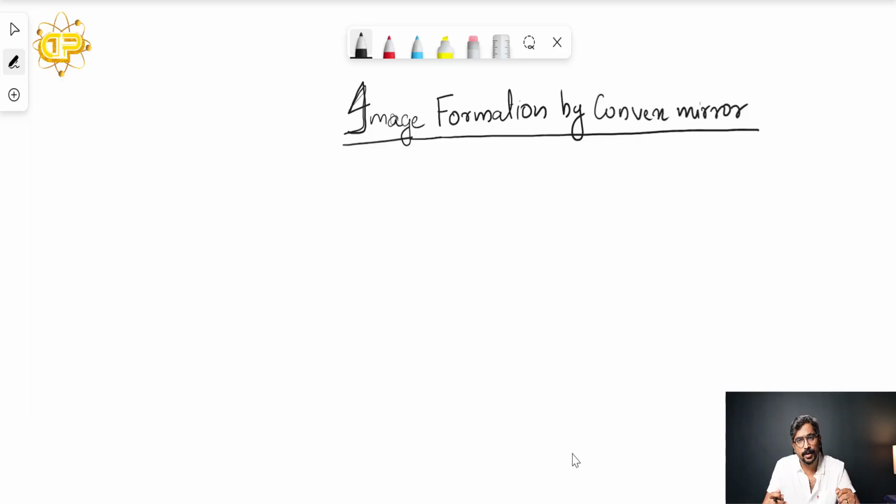Today we are going to study a very important topic of 10th standard NCERT, that is image formation by convex mirror. So two cases are there, very important cases. So just dive in without wasting time. So to the class. So image formation by a convex mirror.